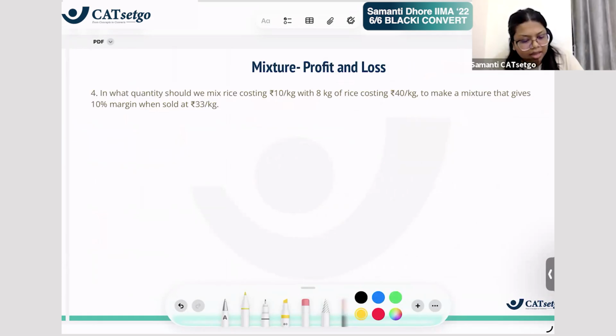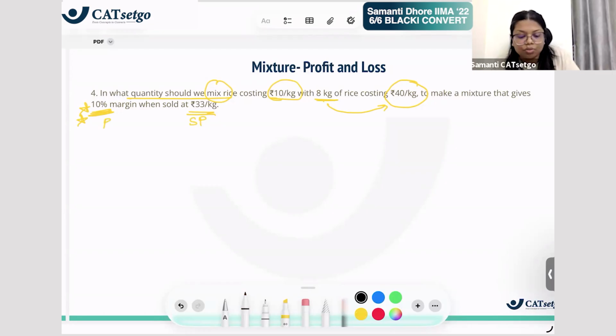Let us read it. यहाँ क्या दिया है? यहाँ दिया है, in what quantity should we mix the rice costing rupees 10 per kg with 8 kgs of rice costing rupees 40 per kg? The same shopkeeper, right? The same shopkeeper is given a responsibility कि you have to buy 8 kgs of rice costing rupees 40 per kg and mix some amount of other rice, which is 10 rupees per kg, so that you get 10% margin by selling it at 33 rupees per kg. So here basically they are telling you the selling price is this, and this is the profit percent.